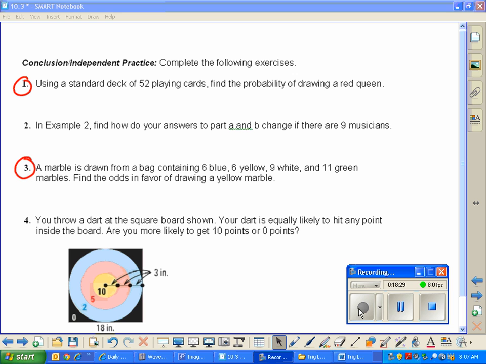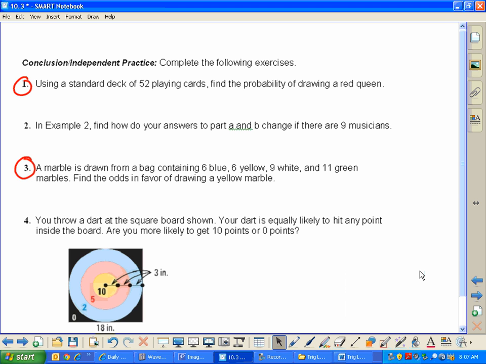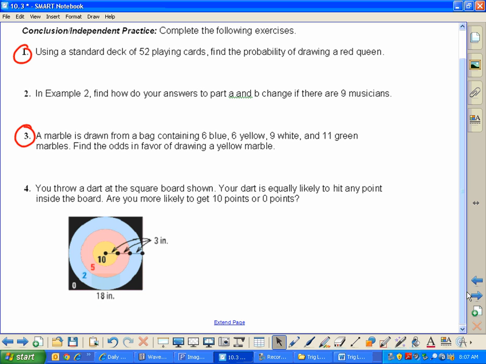How much time do I have left? Not enough time to do. Okay. Have people run to their lockers to get their books.